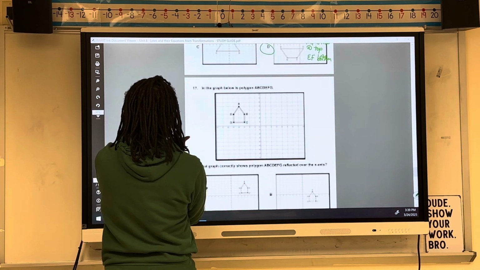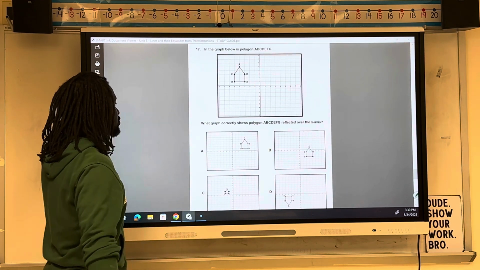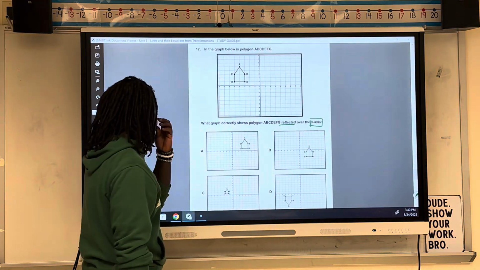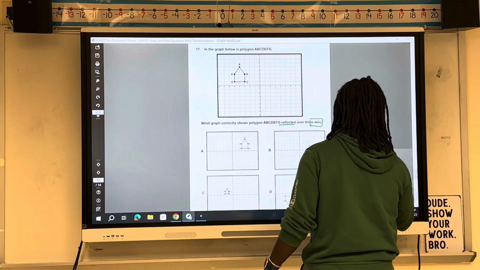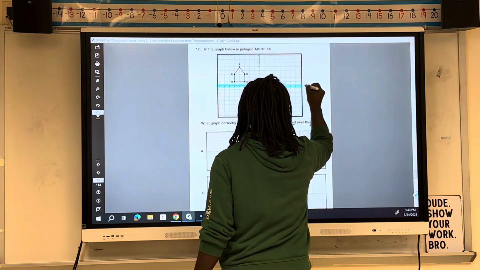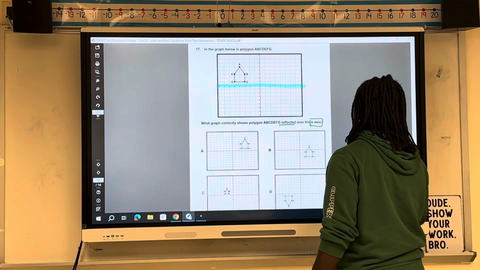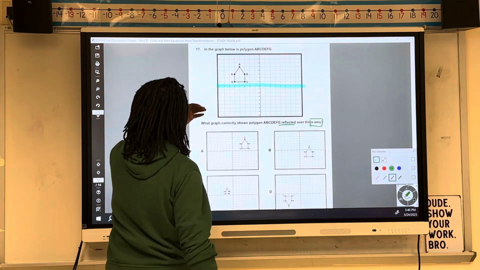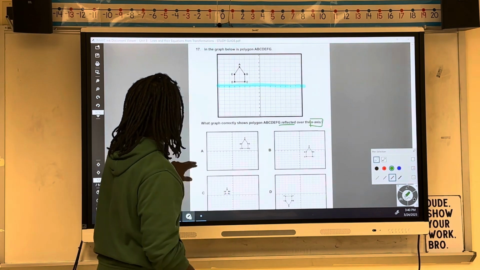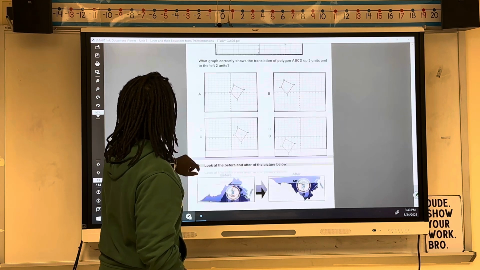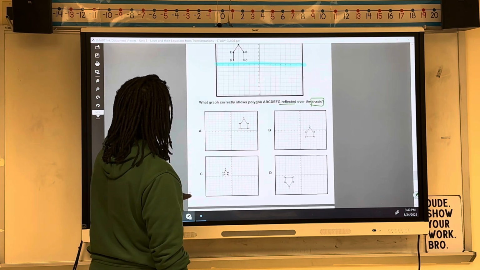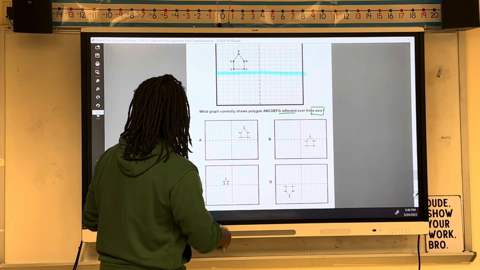All right, question number 17. It says, which graph correctly shows it reflected over the x-axis? So I'm reflecting this house-looking thing over the x-axis. When I do, it is going to flip. A was at the top, now it's going to be at the bottom. So I'm looking for the figure with A at the bottom. It's still going to be on the same side, so we can just do that.